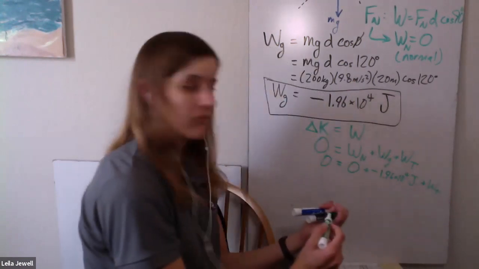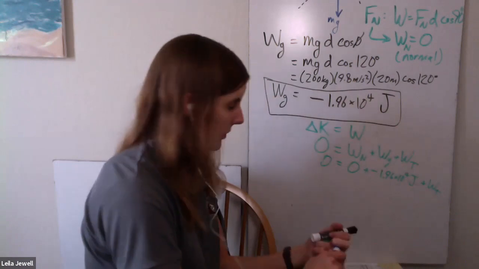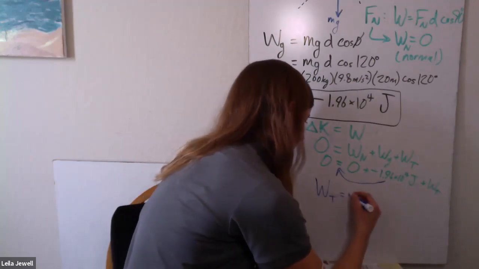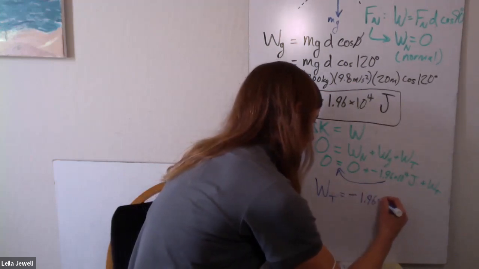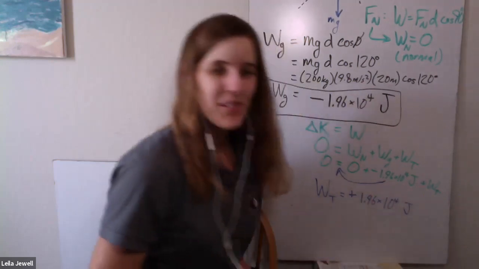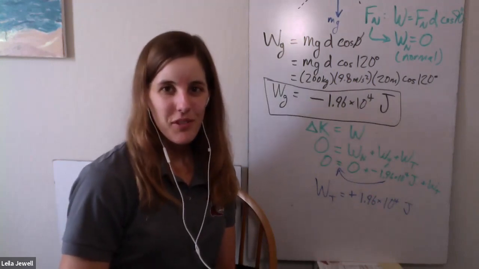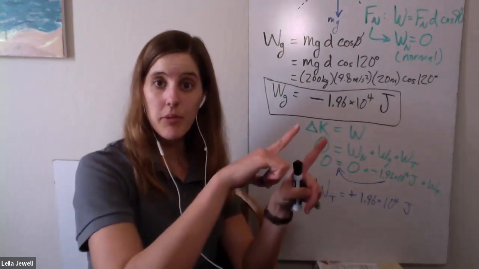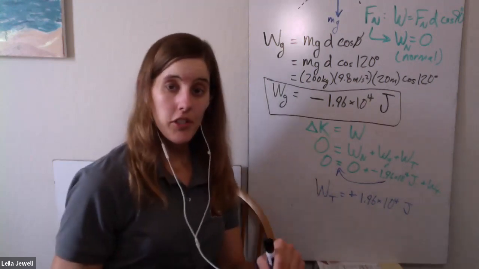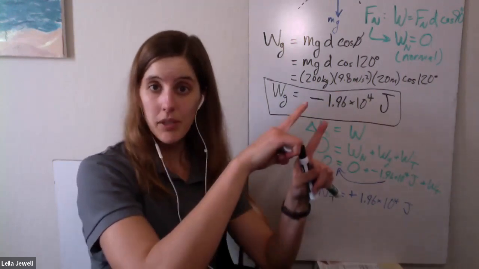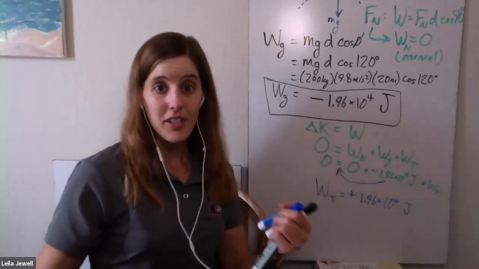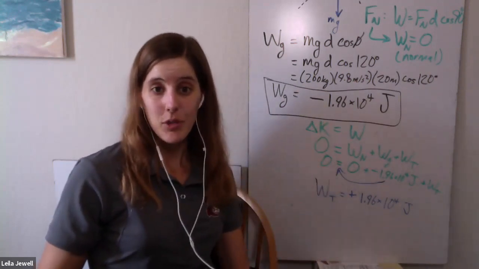So if I add this negative work done by gravity to the other side, we get that the work done by tension is negative 1.96 times 10 to the 4, but it's a negative negative. So it comes out to positive work done by tension force, which is what we'd expect because the tension is in the same direction as the displacement versus gravity is in the opposite direction as displacement. So the tension is doing positive work. It's helping Santa's sleigh get up the slope, while the weight of the sleigh is doing negative work. It is indeed slowing it down, fighting that motion.